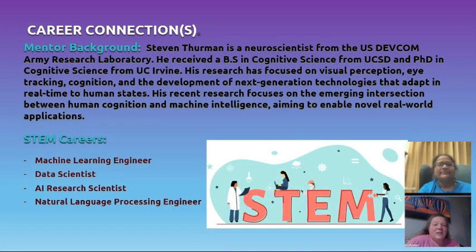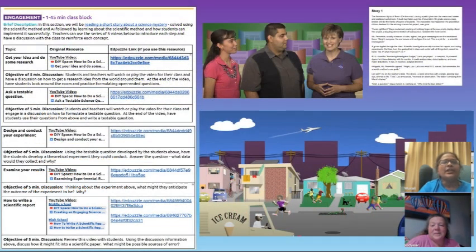For the career connections, there's a multitude of STEM careers available, but all of this came out of my research project that I did with Dr. Stephen Thurman, who's a neuroscientist in California. He is very interested in human cognition and machine intelligence and how the two intersect. In the first engagement, we put 5 different sections to teach each step of the scientific process with the video links and also a story map.